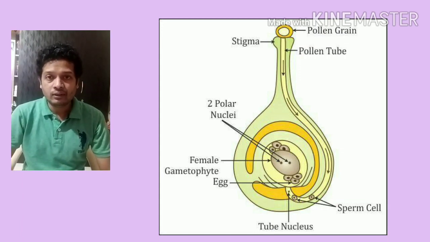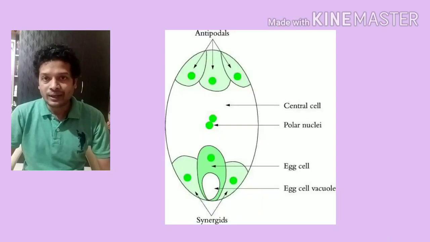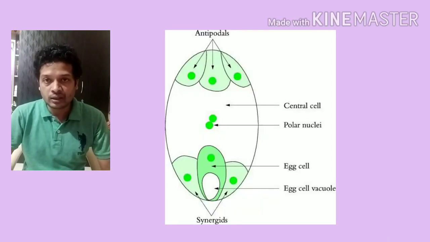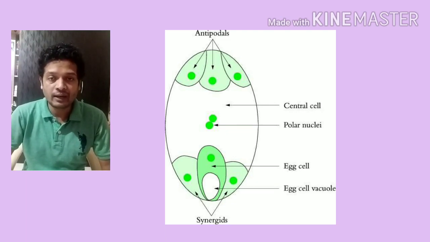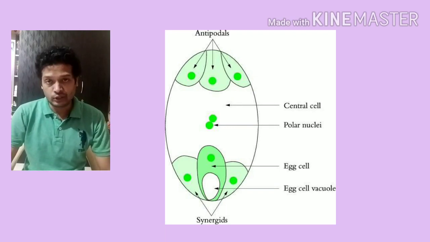So we have 7 cells, one is egg cell, surrounding the egg cell are 2 synergids, that is 3 cells. On the opposite end we have 3 cells known as antipodal cells, and in the center we have a single cell consisting of 2 nuclei which is known as secondary nuclei or polar nuclei.